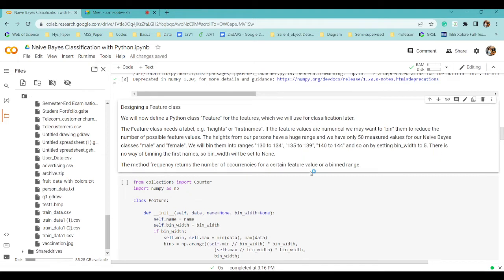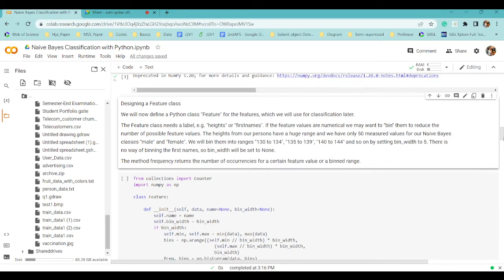Okay. There's no way of binning the first name, so bin width will be set to none. Obviously you can only set numbers to bin width, right? You cannot set names, because names are always different. Even if they are the same, you cannot categorize them in one category. Okay. So that is what this means. The method frequency returns the number of occurrences for a certain feature value or a bin range.